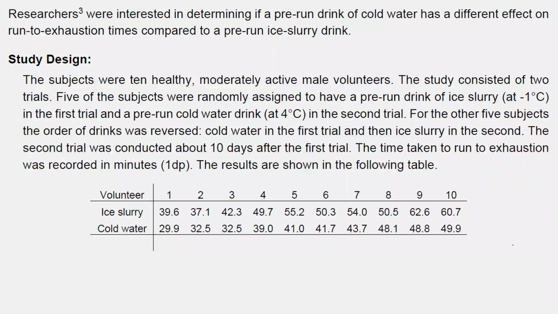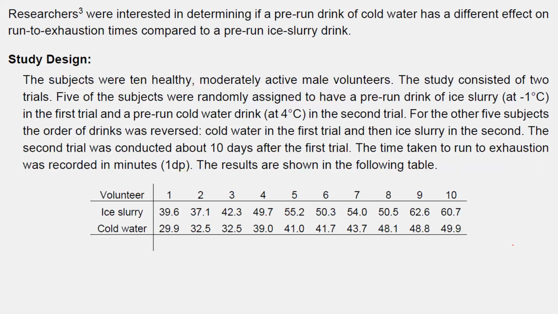So let's have a look at an example of a paired data design. In this example here on page 6 in your book, researchers are interested in determining if a pre-run drink of cold water has a different effect on run to exhaustion times compared to a pre-run ice slurry.